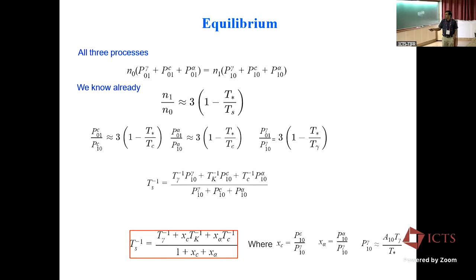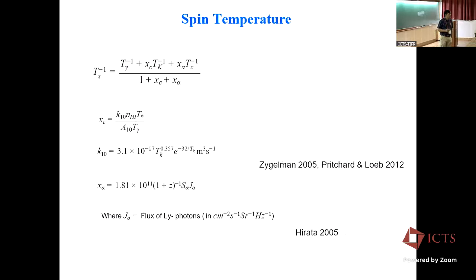So you can actually derive it. It's not a difficult calculation. It's a very simple calculation. But ultimately we can calculate spin temperature if we know CMBR temperature and kinetic temperature. And as I said, color temperature is the same as kinetic temperature. So if I know CMB temperature, kinetic temperature, and the collisional coefficient and Lyman alpha coefficient, we can calculate spin temperature, right? Because we need to know spin temperature in order to know the relative population, right?